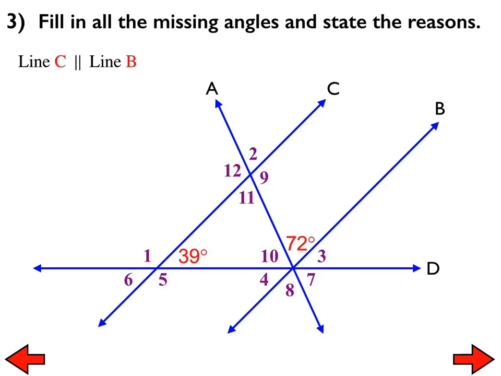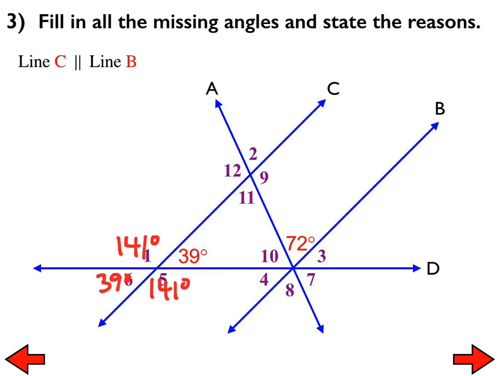Easy place to start would be angle 6, since it is vertical to the 39-degree angle. And then we can use ideas of supplementary angles or a linear pair. So we have 141 degrees here, 141 degrees here, because angle 1 and angle 5 are vertical to each other. From here, let me erase that.